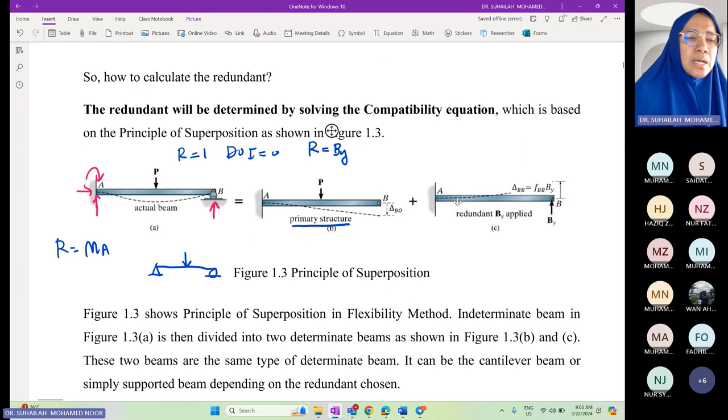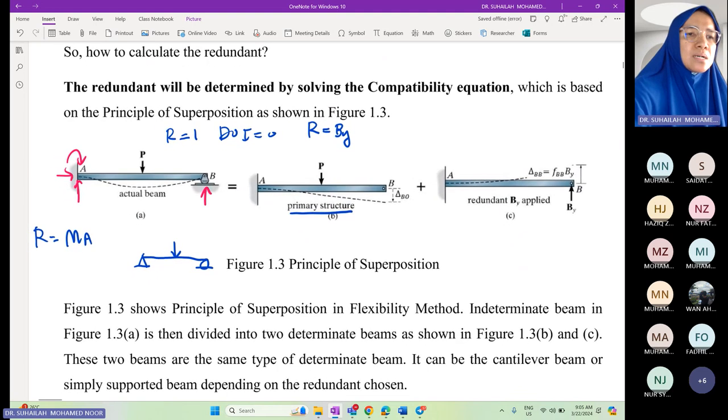Okay, give you about 10 minutes to do that. Just ikut je yang ni, cuma kita tukarkan the redundant. Okay, if MA is the redundant, macam mana equation diagram ni look like. Boleh? Saya tunggu dekat sini.